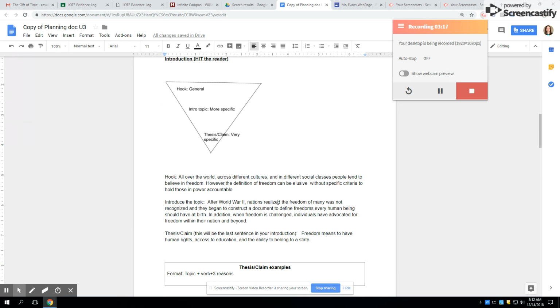After World War II, nations realized the freedom of many was not recognized, and they began to construct a document to define freedoms every human being should have at birth. In addition, when freedom is challenged, individuals have advocated for freedom within their nation and beyond.